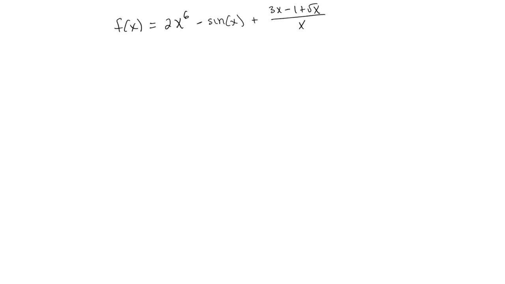Now, let's take a look at each piece at a time, right? So let's take a look at the 2x to the 6th. Following those antiderivative rules, for that first term I'm going to pull the constant off, and then the antiderivative of x to the 6th is I'm going to add 1 to the power and divide by that new power.